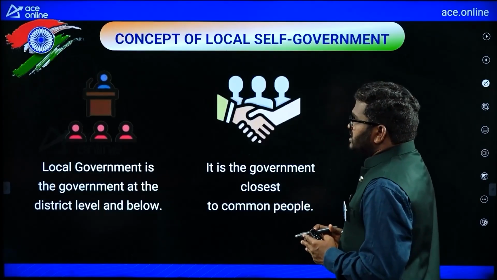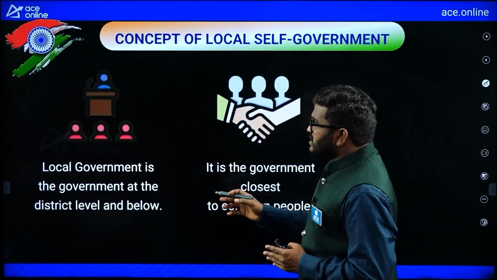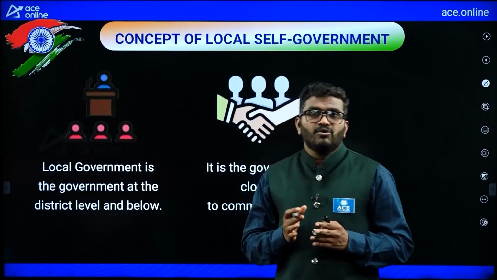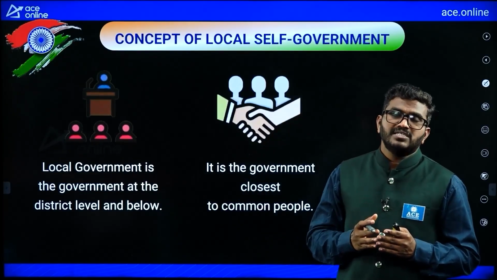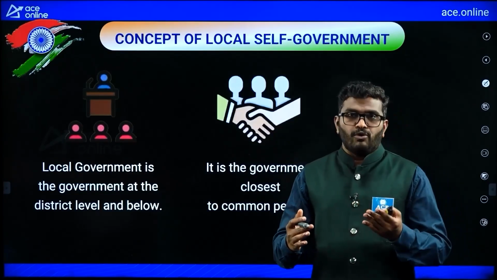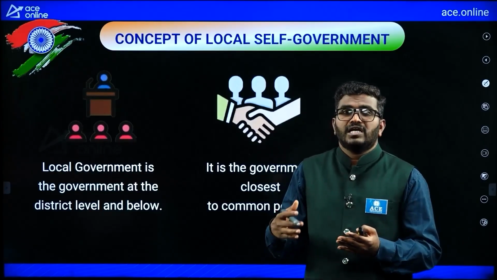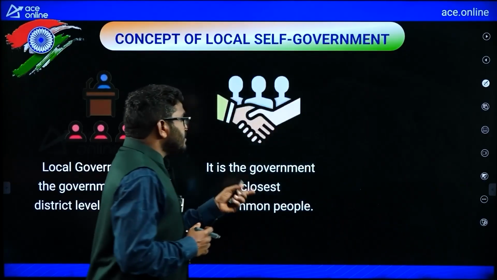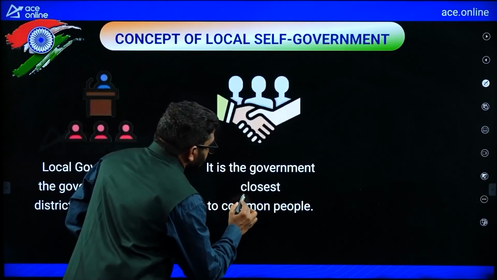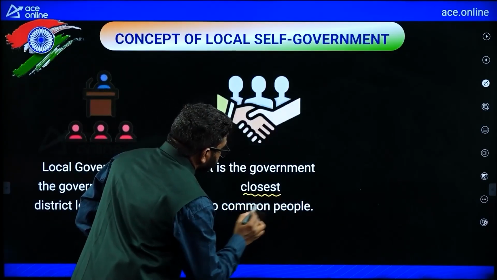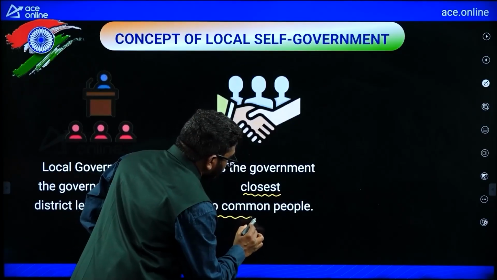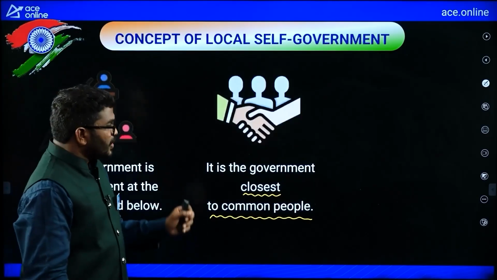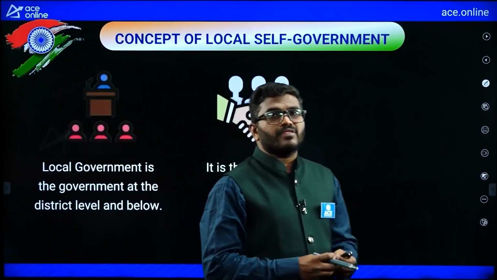See here, the local government is the government at the district level and below. So remember, the local government is what? It is a government at a district level and below it, like block level. Block level means mandal level and village level. It is the government closest to the common people. Remember, it is the government closest to the common people.